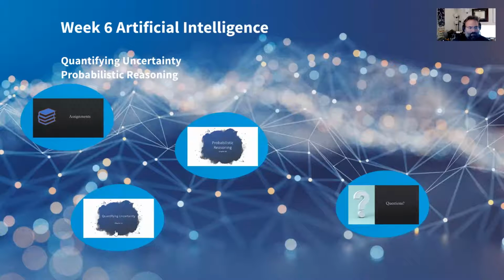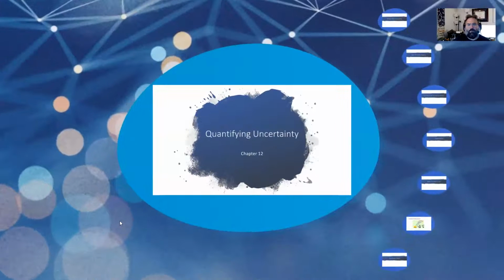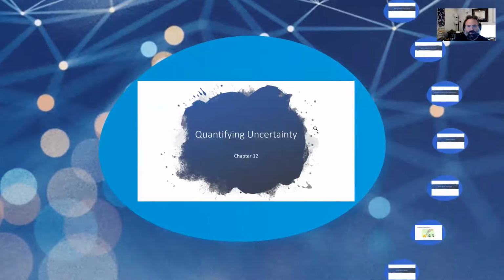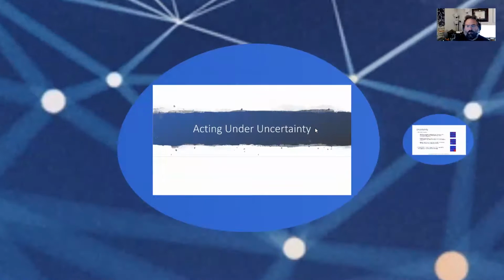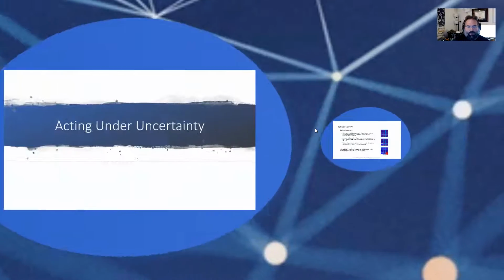And moving on to chapter 12. Again, this is part of week 6, and we're going to be talking about quantifying uncertainty. So, as the name implies, uncertainty definitely has a statistical component. We'll start off by talking a little bit about it, and then we'll jump into kind of a refresher.